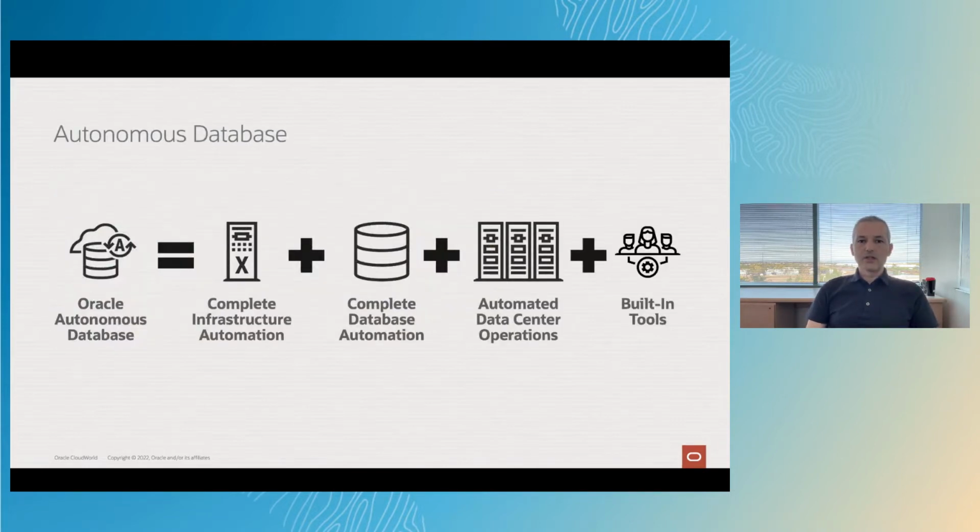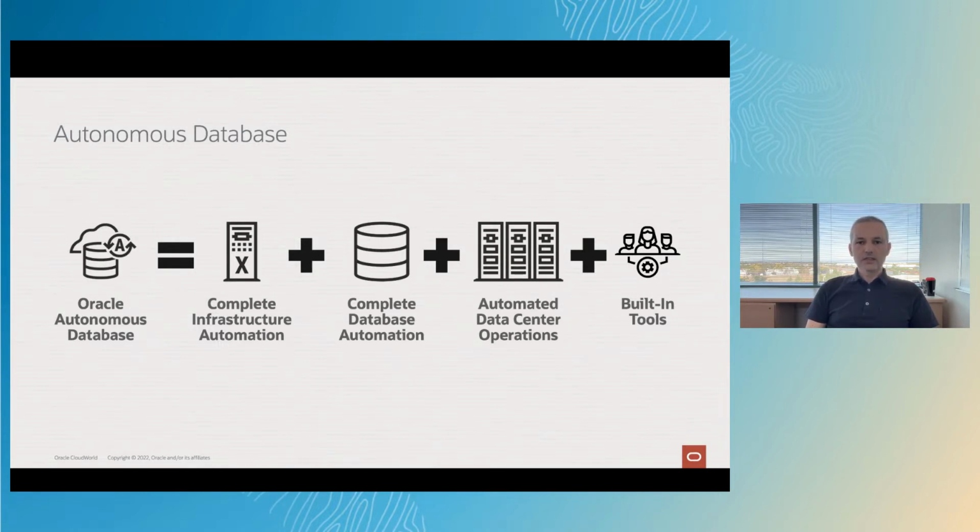So to start with, let me tell you what Autonomous Database is before we go on to the capabilities and functionality it provides. Oracle Autonomous Database is a fully managed cloud service that completely eliminates the complexity of running and managing an Oracle database. It provides complete infrastructure automation, database automation, as well as it automates data center operations. You still get an Oracle database when you use an Autonomous Database. You still get all the rich functionality that the Oracle database provides, but without the complexity of running it.